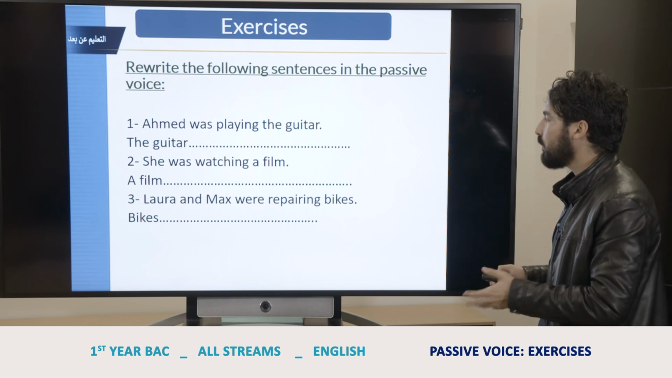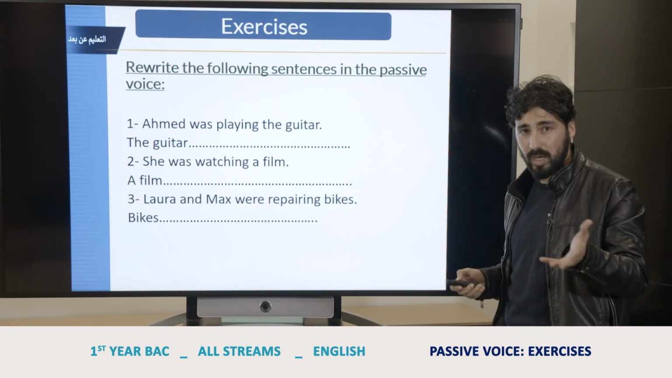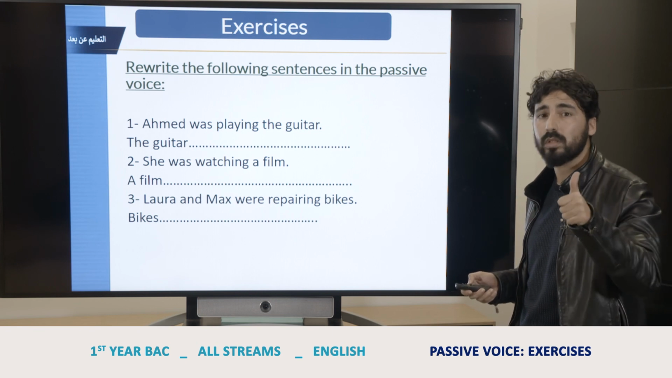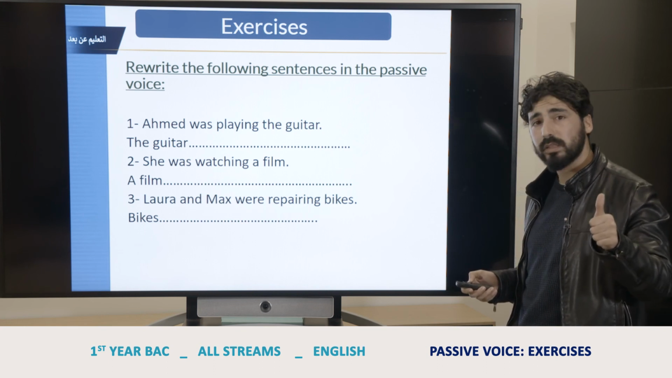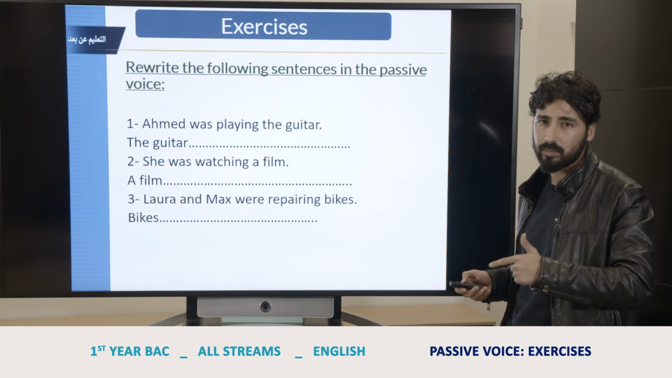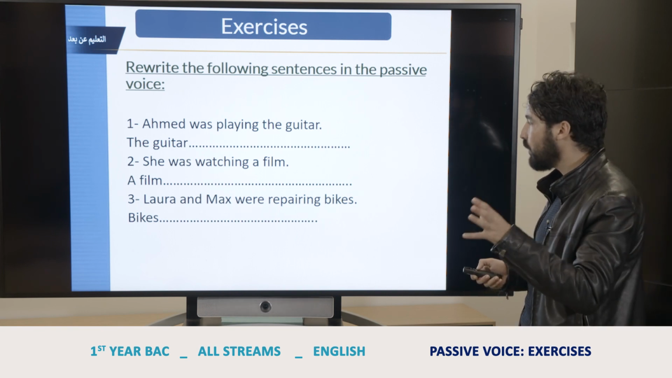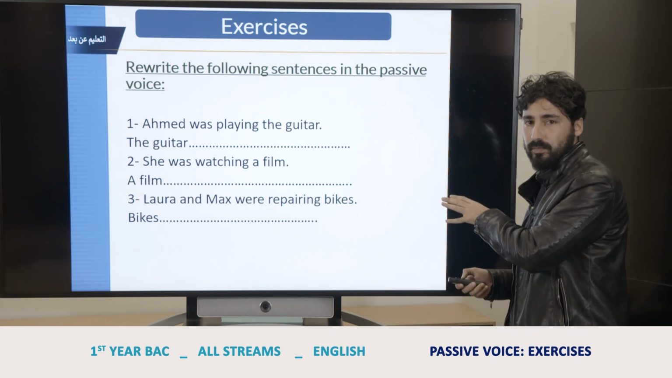Number 3, Laura and Max were repairing bikes. Bikes, plural, it means not was being, it's were being, plural. Bikes were being repaired. Repaired, ed, the past participle, because it's simply a regular verb. Bikes were being repaired by Laura and Max, okay?